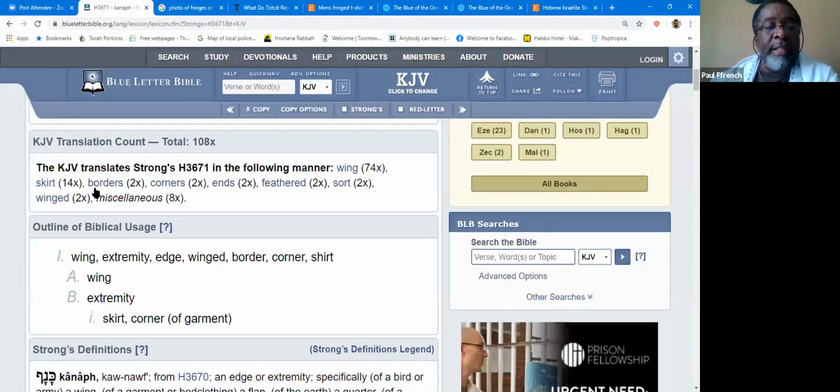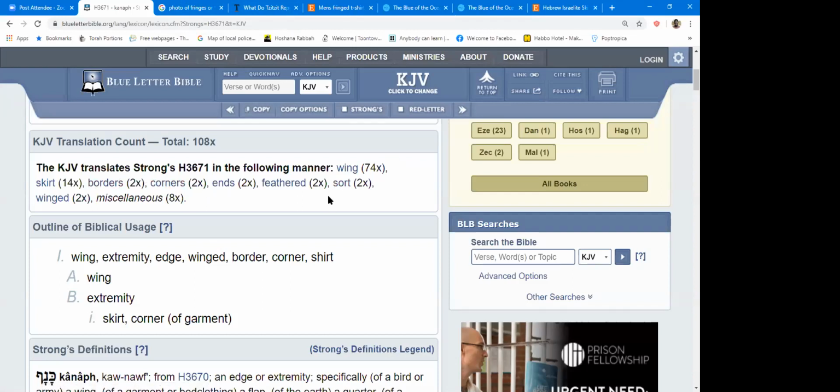That's because the word can also be borders or corners, ends, wings, but it's used as wings 74 times, borders and corners twice. I had a statement about it.